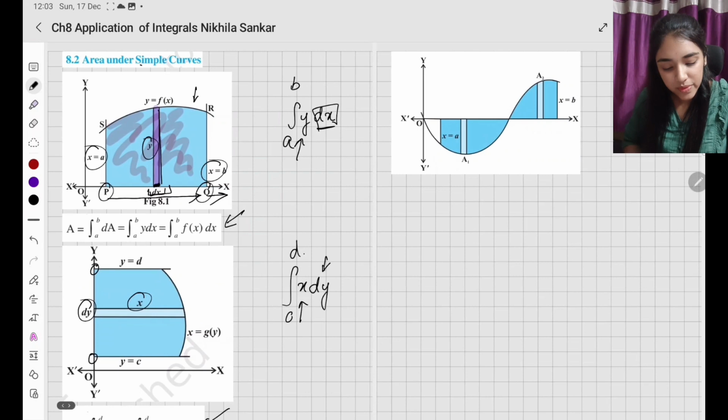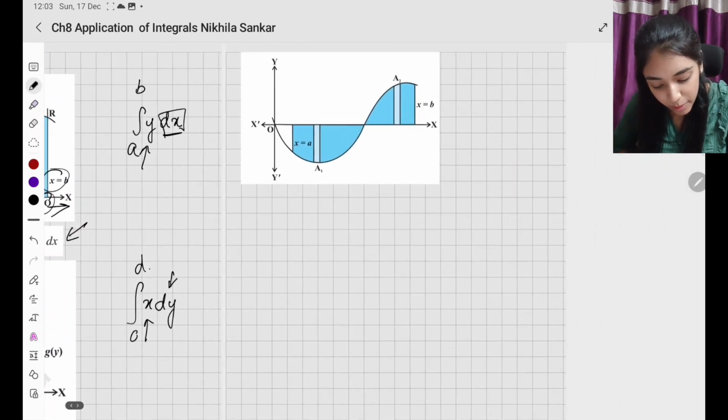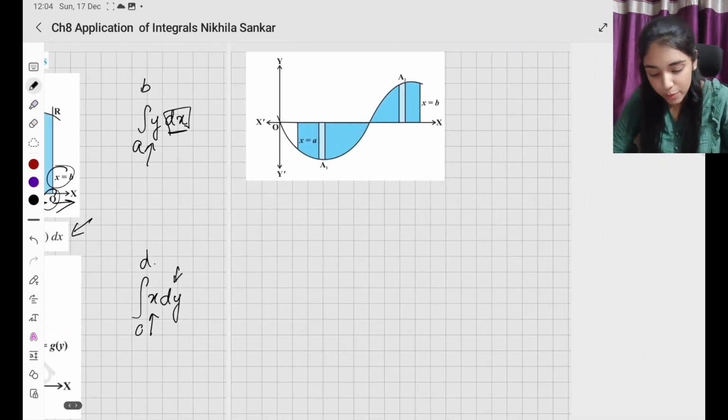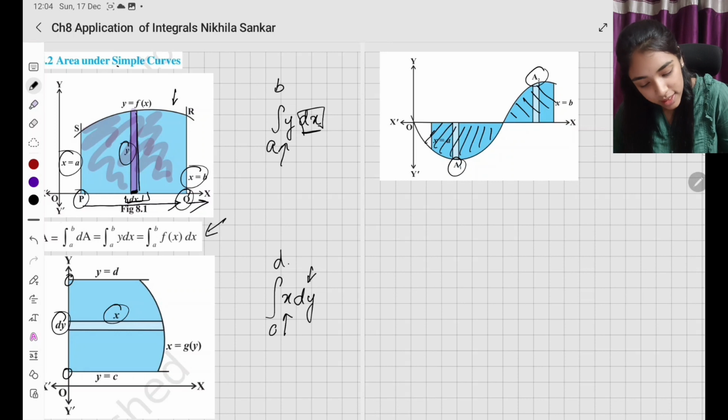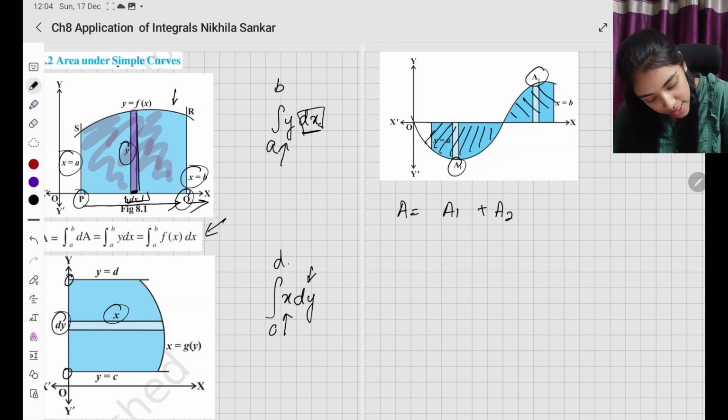So let me solve one example for you. Before that, இப்போ இந்த பக்கம் என்ன இருக்கு? I have two different curves. இப்போ கீழே வந்து I have this shaded region and I have this shaded region. இப்போ for this is A1 and this is A2. My total area A is going to be A1 plus A2. But இப்போ இந்த இடத்துல ஒரு சின்ன கன்ஃபியூஷன் வரும்.